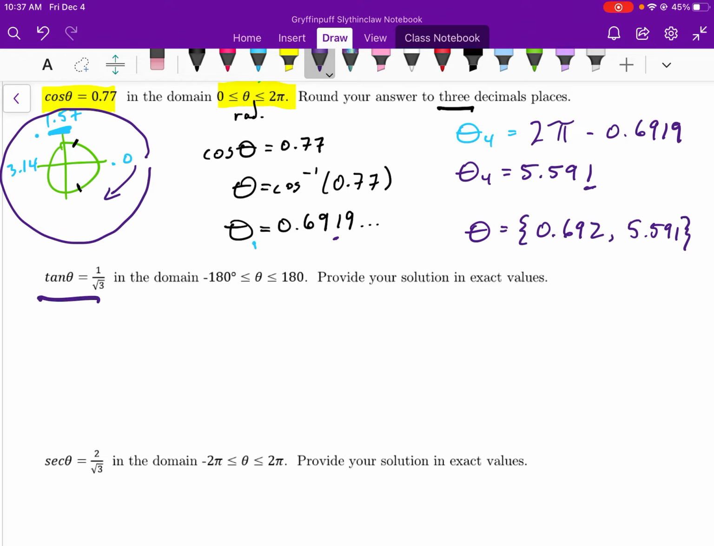We are going to figure out what angle has a tan ratio of 1 over root 3 in the domain from negative 180 to positive 180. And we're going to state our solution in exact values. There we are.